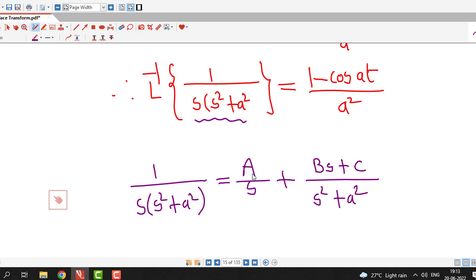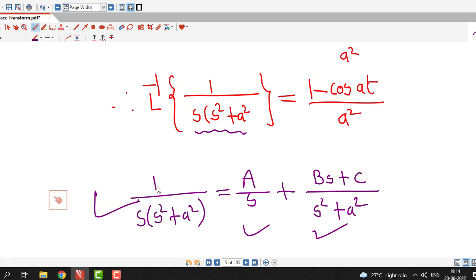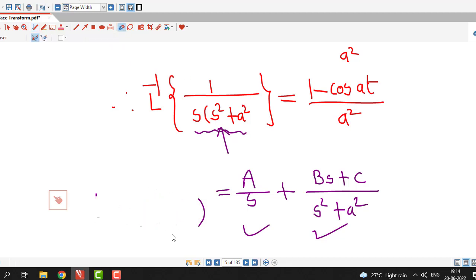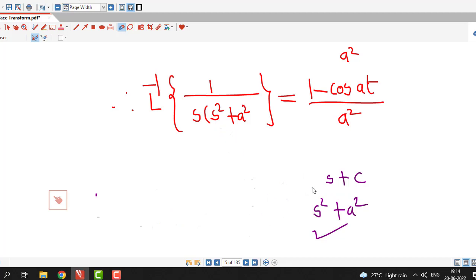Then we will find out the values of a, b, c, and we can obtain the inverse Laplace transform. So this is the method of partial fractions, and the same inverse Laplace transform can be obtained by this method also. So we have two methods for obtaining the inverse Laplace transform of this type of function.